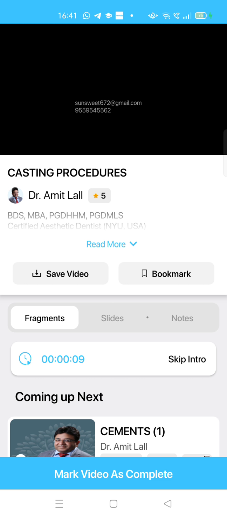Sprue attachment. The sprue should be attached at an angle of 45 degrees. It should not be less than that. It should never be 90 degrees. Then sprue length. Sprue length should be according to the investment material used, gypsum bonded or phosphate bonded.